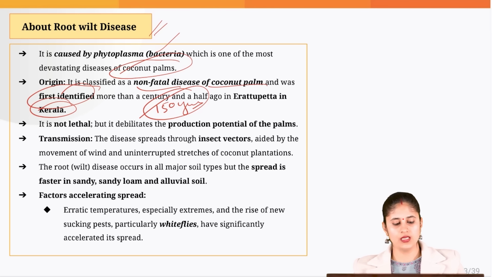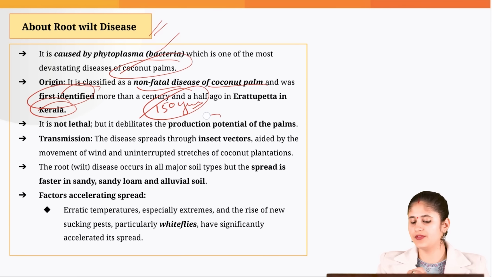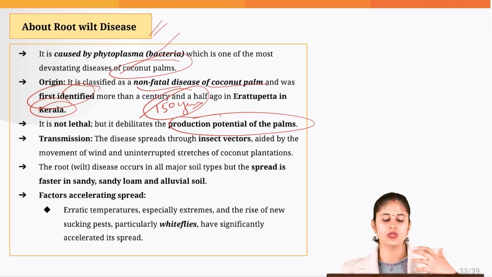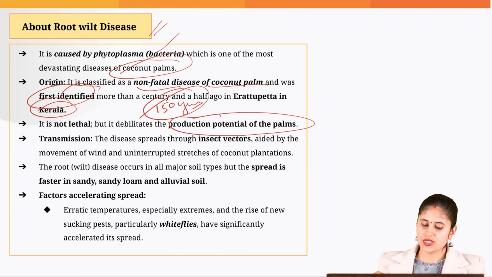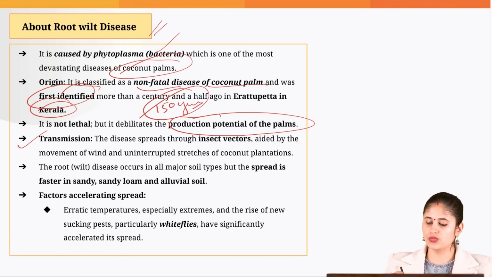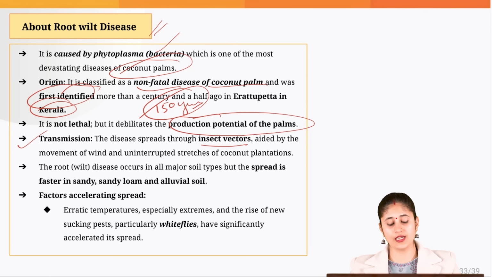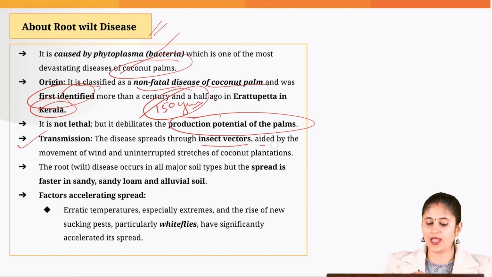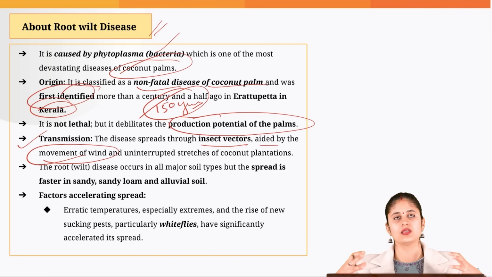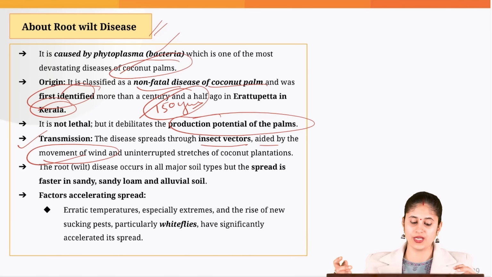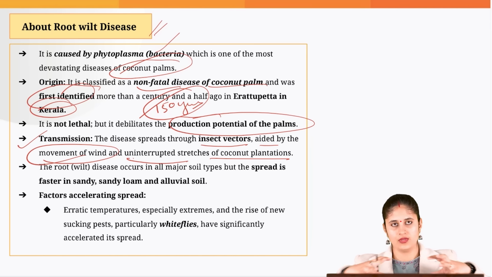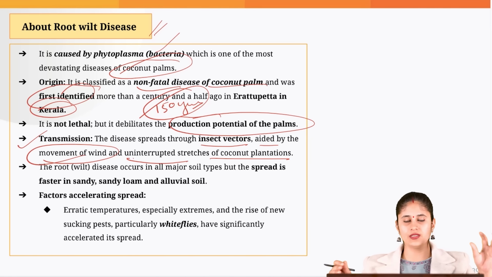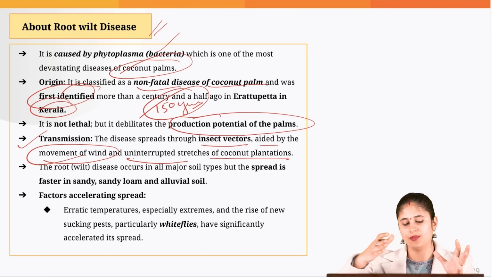It is not lethal, but it is going to negatively impact the potential of coconut palms. When it comes to its transmission, it spreads through insect vectors, which are aided by movement of wind. So if there is wind, the insect vectors would be able to spread over a larger area, and uninterrupted stretches of coconut plantation.